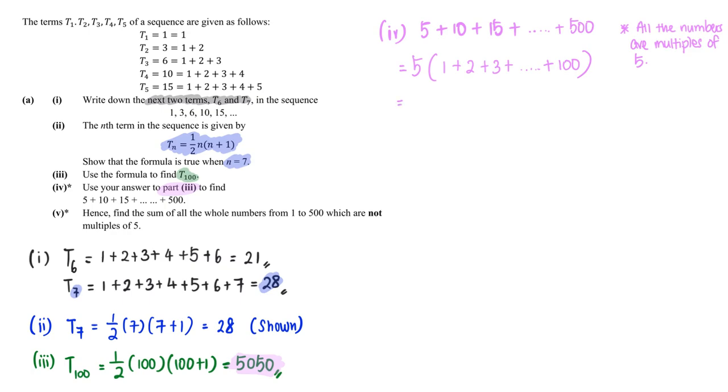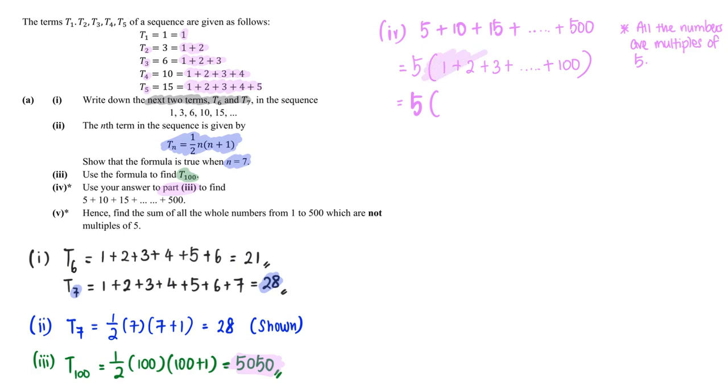And comparing with the pattern. Previously, I saw that the number pattern is, if the first term is 1, is 1. If it is 2, 1 plus 2. If it is 3, 1 plus 2 plus 3. 4, 1 plus 2 plus 3 plus 4. 5, 1 plus 2 plus 3 plus 4 plus 5, all the way. So from here, you can then see something.